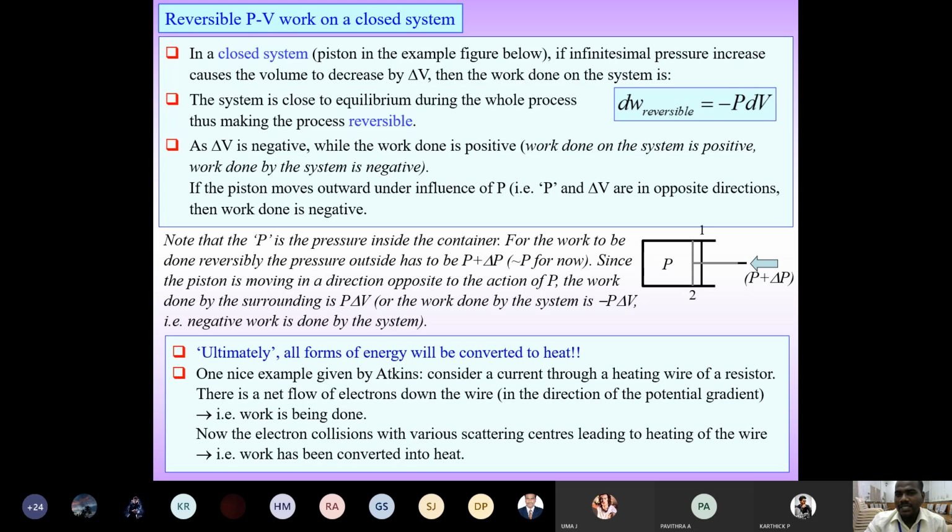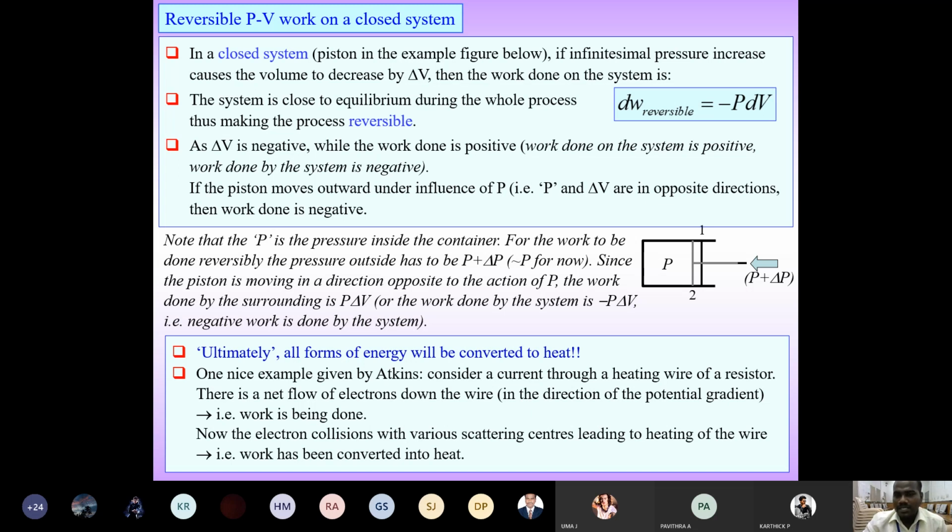You know the area under the PV diagram will give you the PV work done. So we can calculate the work done by using this formula: dW reversible equals minus PdV, or the integral of PdV. Here dV is negative and the change in pressure is positive, and work done on the system is positive, work done by the system is negative. Note down these points: work done on the system and work done by the system.